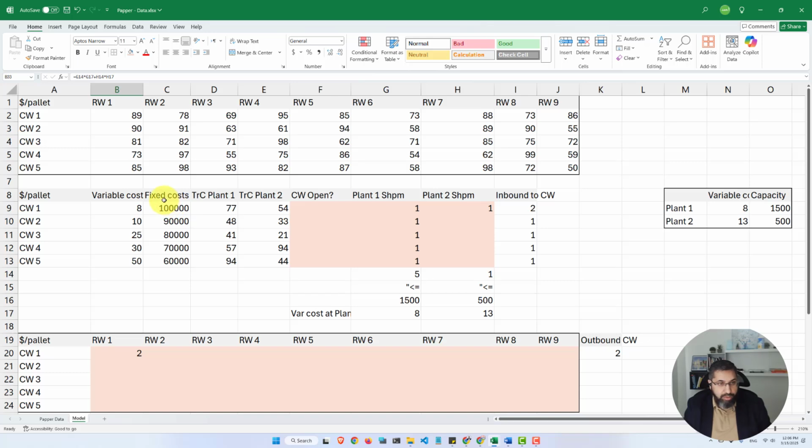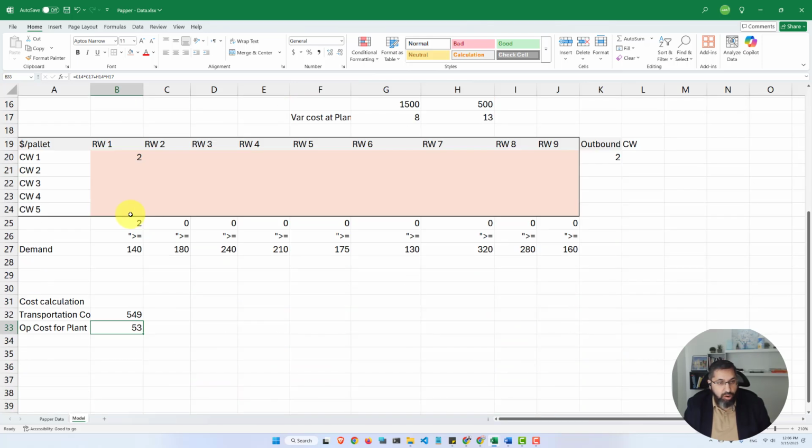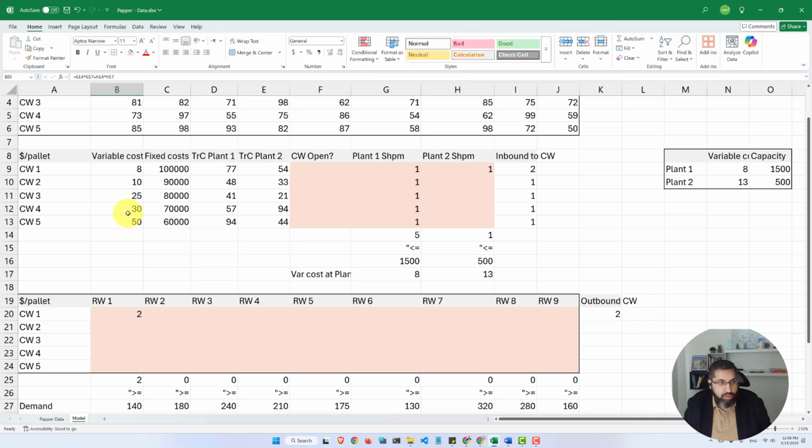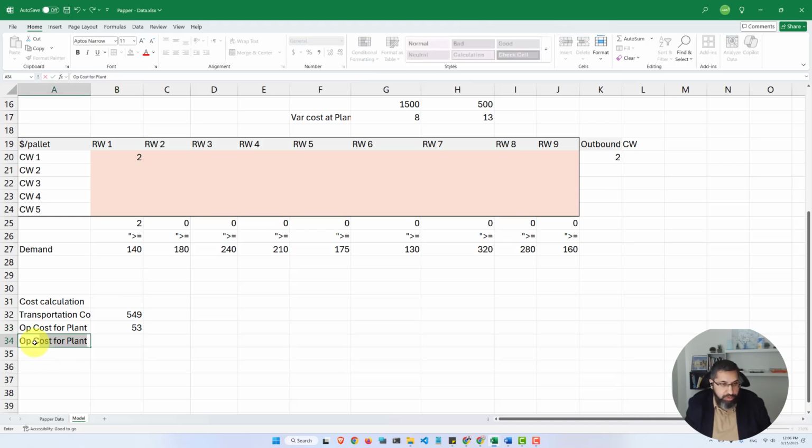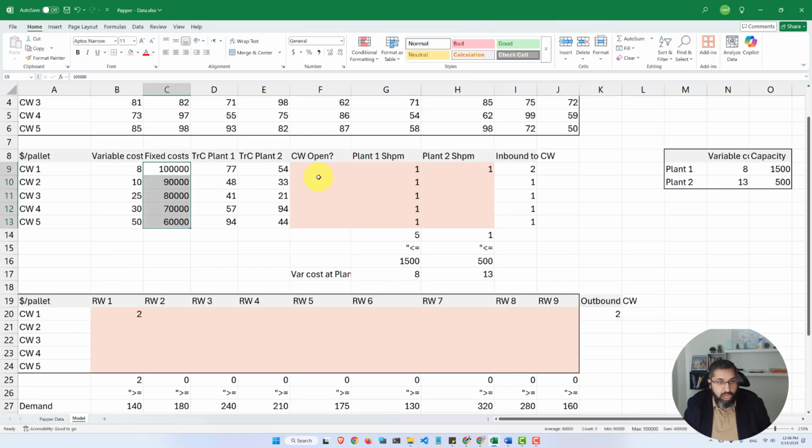we can add the operating costs for the central warehouse. So operating cost for central warehouse, that's going to be the fixed cost times the binary variable, because if this is 1, 0, 0, 0, 0, then that means we're only opening the first central warehouse, and we should only be adding the first cost. So when you do a sumproduct of this with this, the zeros will cancel out the fixed cost you don't need. And then to that, we will add the total amount received at each central warehouse times the variable cost.